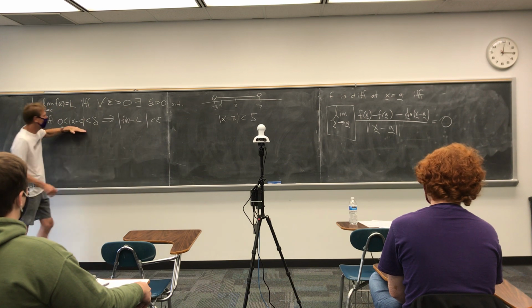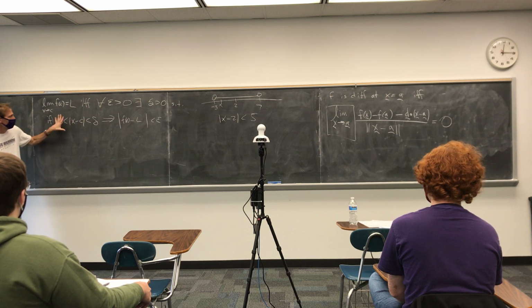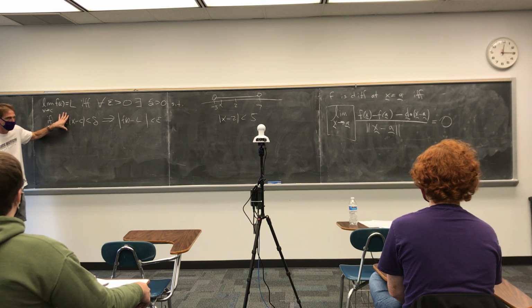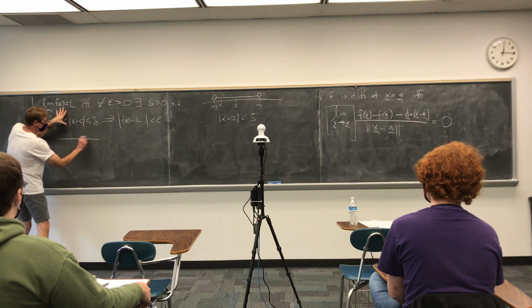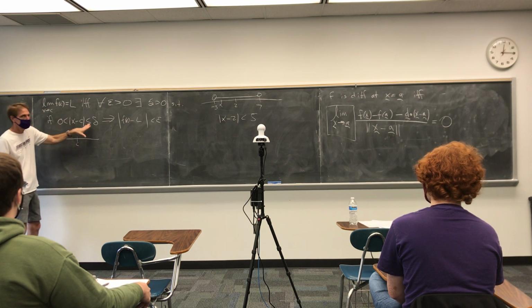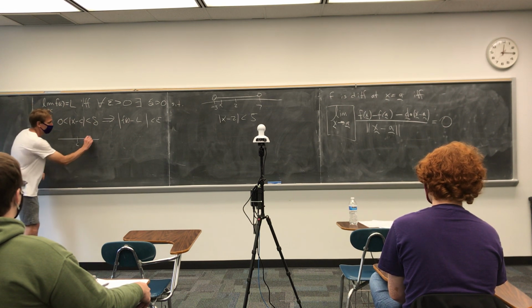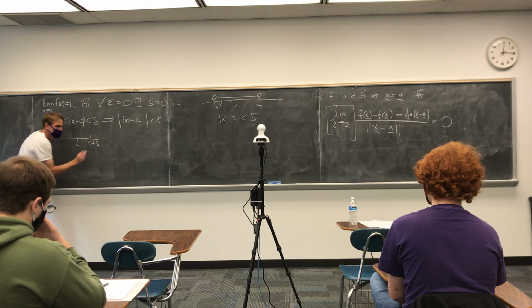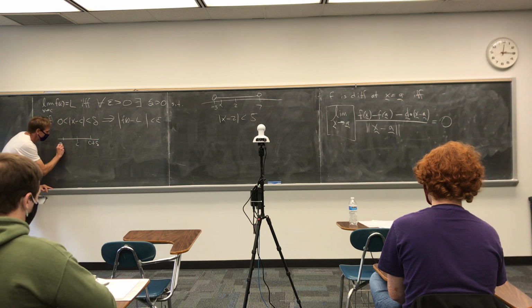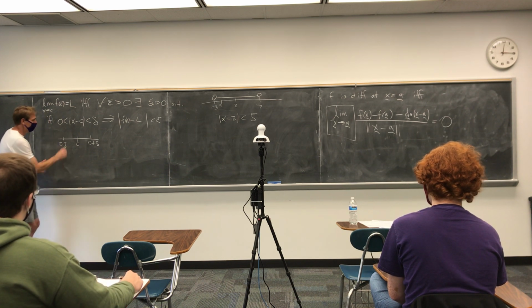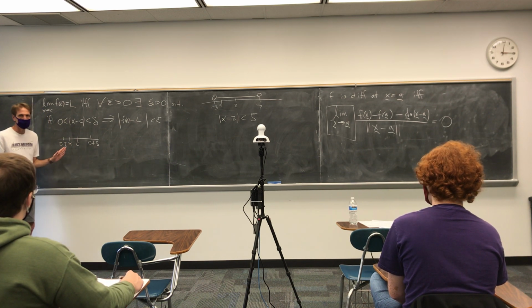Okay, so now what are we talking about here? Just ignore that for a second. What are we talking about here? All the x values whose distance from C is less than delta. So this would be C plus delta, and this would be C minus delta. And I'm going to pick an x value in between these two.